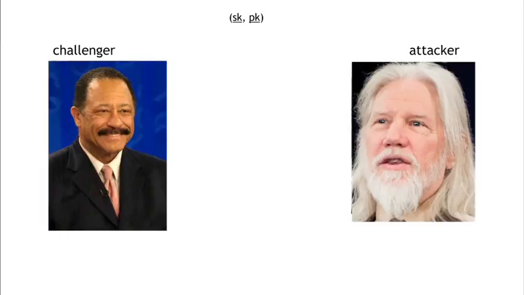The first thing we do is we use generate keys to generate a secret signing key and a public verification key that match up. Now we give the secret key to the challenger, to the judge, and we give the public key to both parties, both to the challenger and to the attacker. So the attacker only knows information that's public. He only knows the public key. And his mission is going to be to try to forge a message. The challenger knows the secret key, so he can make signatures.